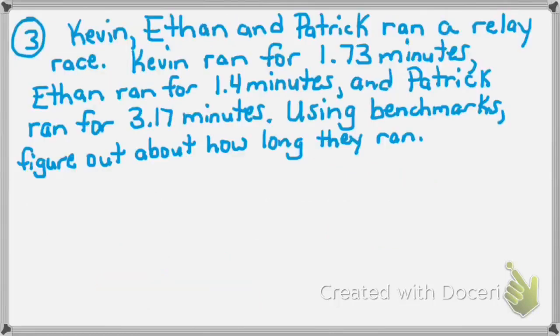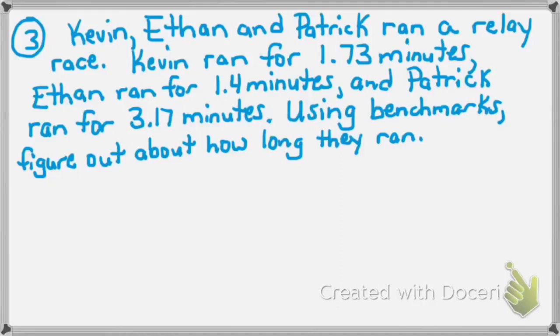Example number 3 is more similar to the actual types of problems that you'll see. It's taking the estimating with benchmarks and turning it into a math problem. So let's take a look at this problem. Kevin, Ethan, and Patrick ran a relay race. Kevin ran for 1 73/100 minutes. Ethan ran for 1 4/10 minutes. And Patrick ran for 3 17/100 minutes. Using benchmarks, figure out about how long they ran.